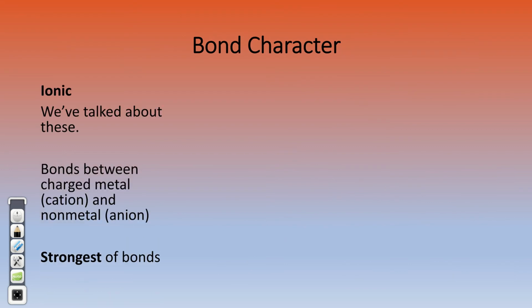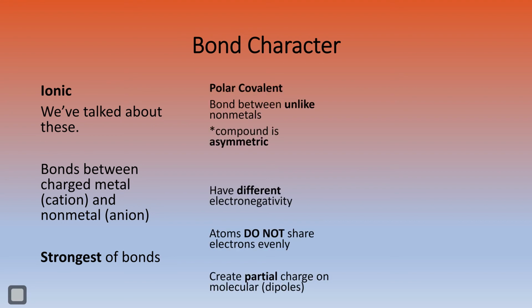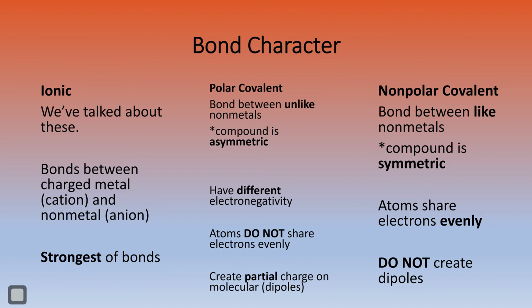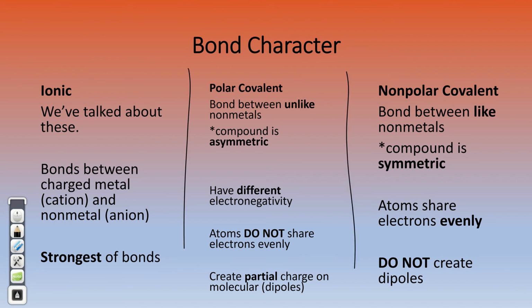So, moving to the next thing. Bond character. Okay, we have what are called ionic bonds. We've already talked about these. Okay, bonds between a charged metal and a nonmetal. This is the strongest of bonds that we have out there. An ionic bond is created by that electrostatic force. It is very, very strong. What we then have is what are called polar covalent and nonpolar covalent. And I'm bringing them both up at the same time. Okay? Polar covalent is a bond between unlike nonmetals. All right? So, again, it would be like F and O.